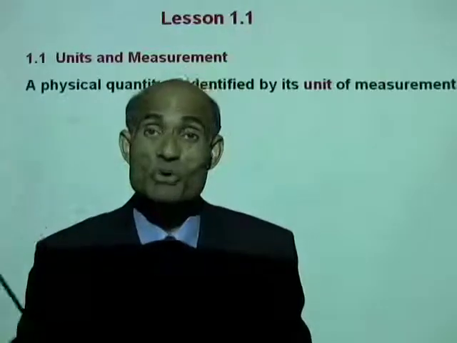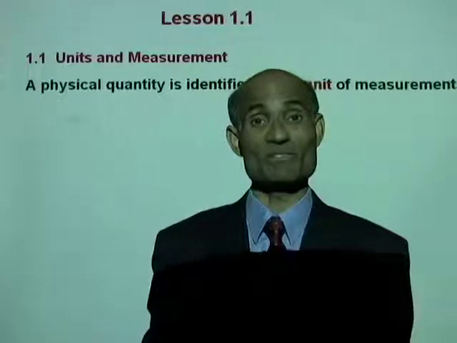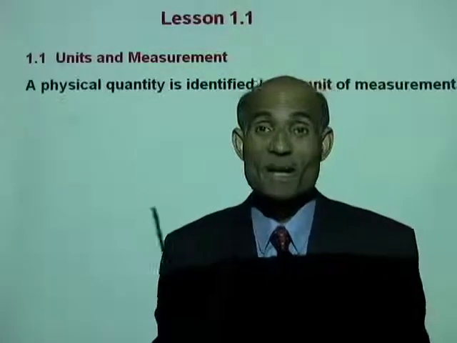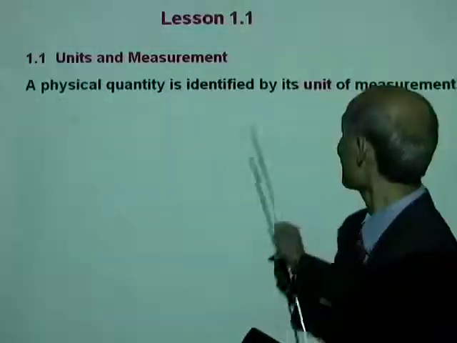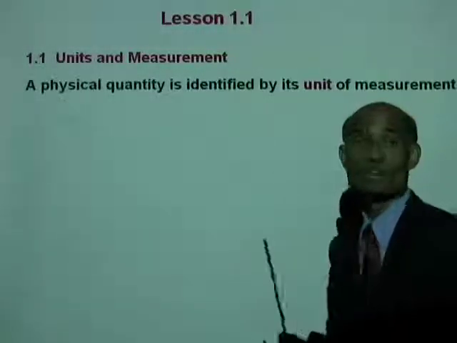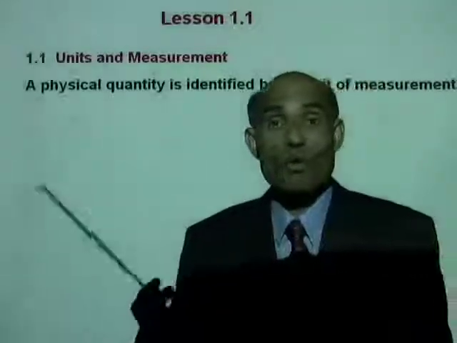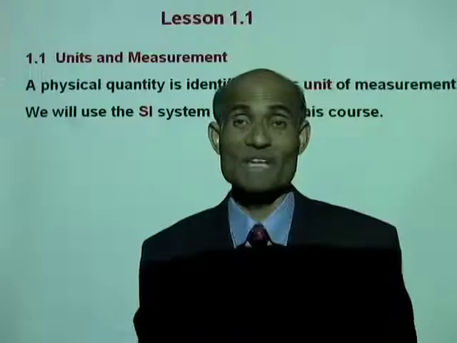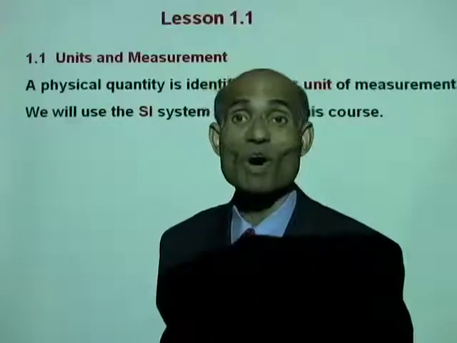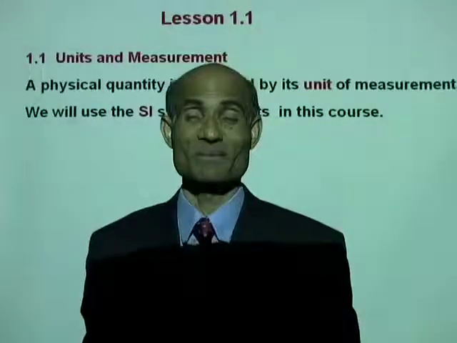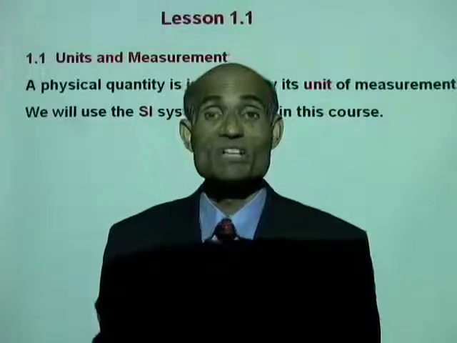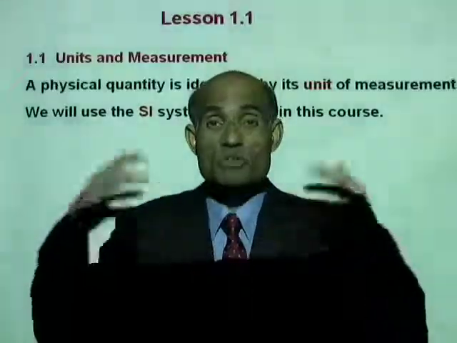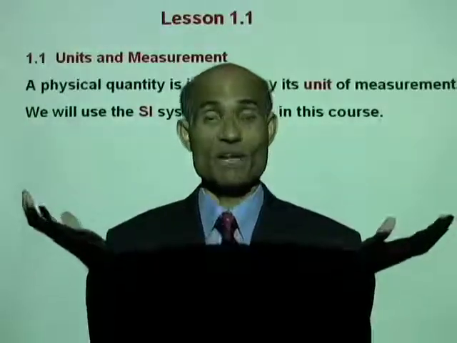So what does unit of a physical quantity mean? A physical quantity is identified by the unit of measure. Once you know the unit, you know the quantity that is measured. Now, we will use the SI system of measurement in this course. What does SI system mean? It is the System International. That is the system used all over the world.